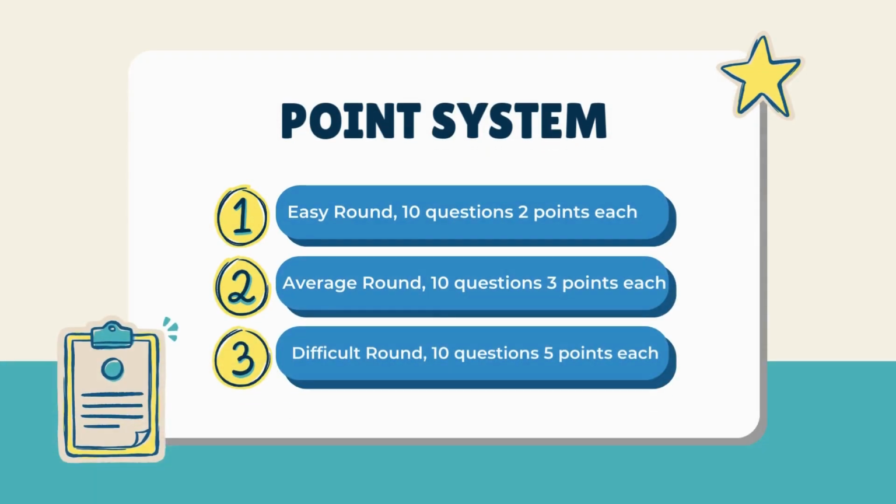We will have 3 rounds, the easy, average, and difficult round. All rounds will consist of 10 questions. For easy round, it will be 2 points each. For average round, it will be 3 points each. And for difficult round, it will be 5 points each.